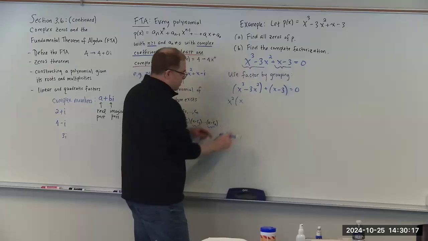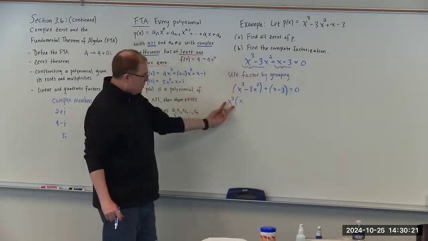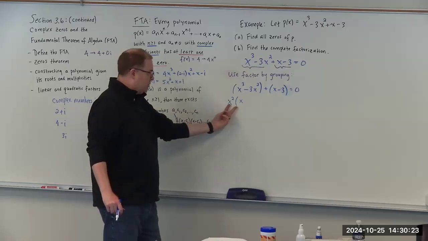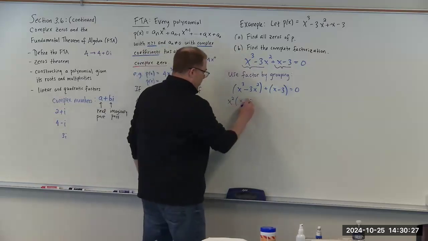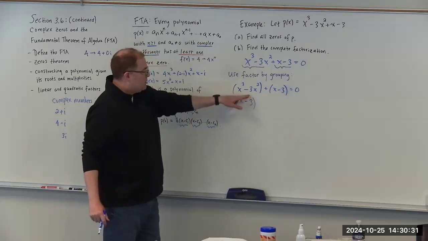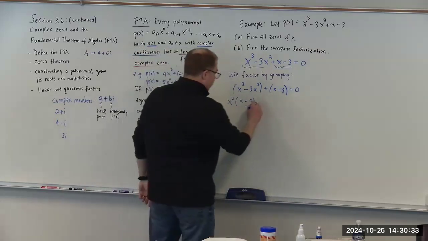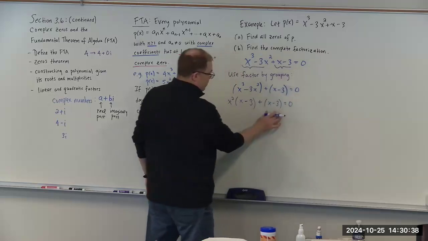That's going to leave us with x. Remember that x squared times x, you're multiplying these, so you add the exponents. 2 and 1 gives us 3. And then here, this is going to leave us with minus 3. x squared times minus 3 is negative 3x squared. And then we have this.